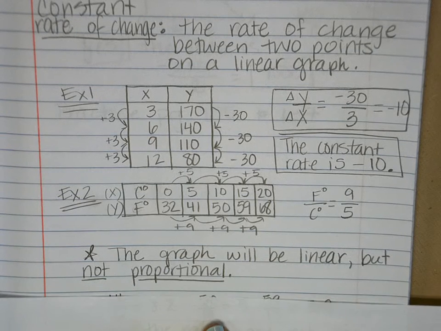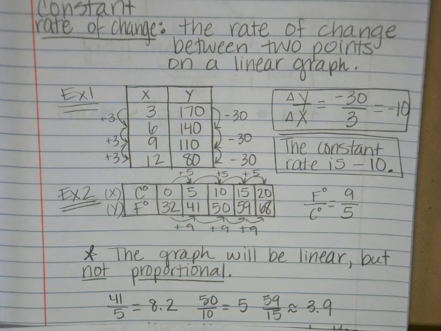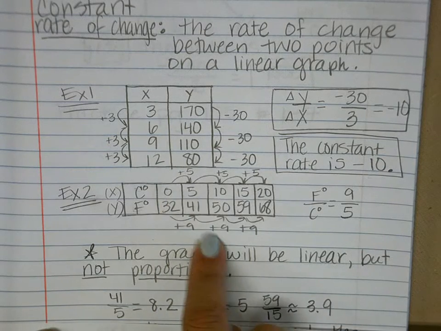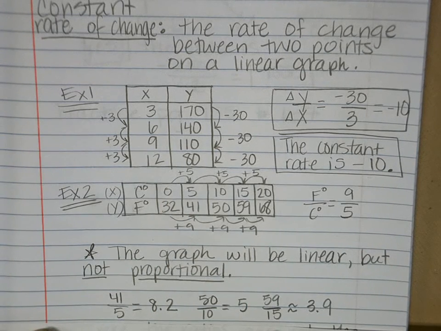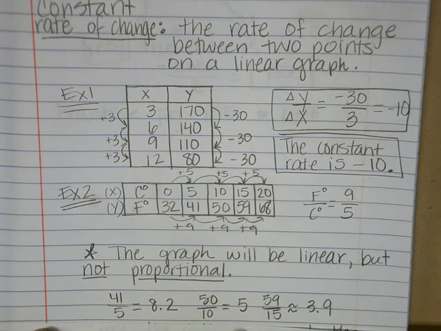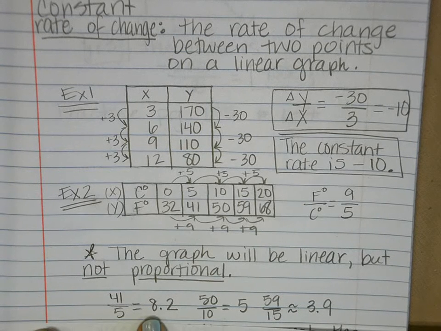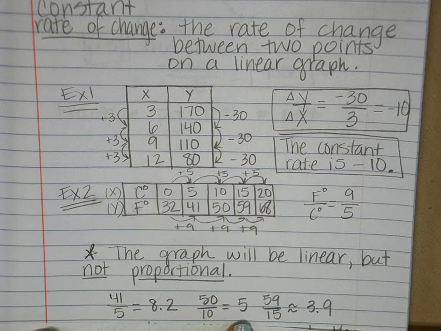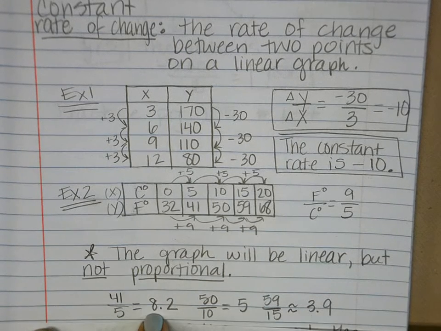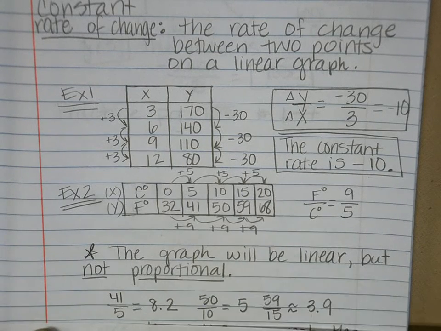All right, so here is an example. If you look above, these numbers came from here, right? And see how this is going up 5 and then up 9? That's linear, right? But if I start putting these Fahrenheit numbers over Celsius, do you see what's happening? This ratio is 8.2. This one's 5. This one's around 3.9. Are these all the same numbers? No. So this graph right here would be linear if we graph it, but not proportional.